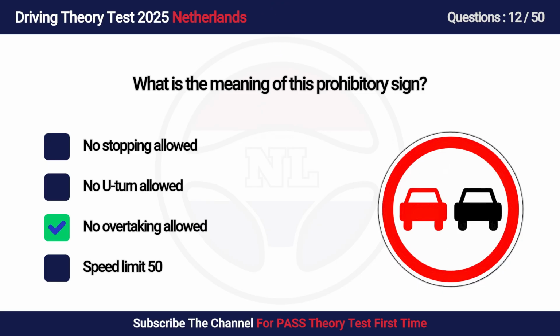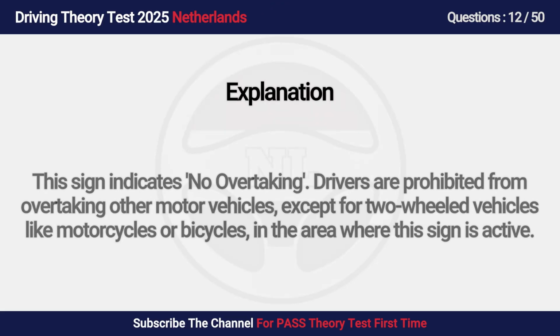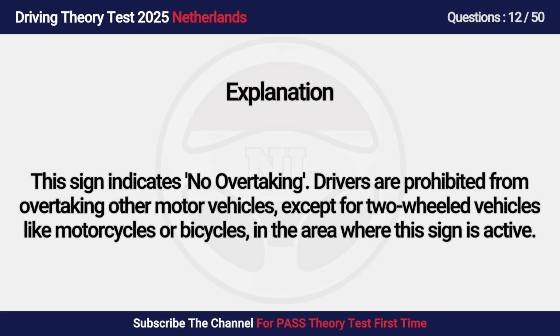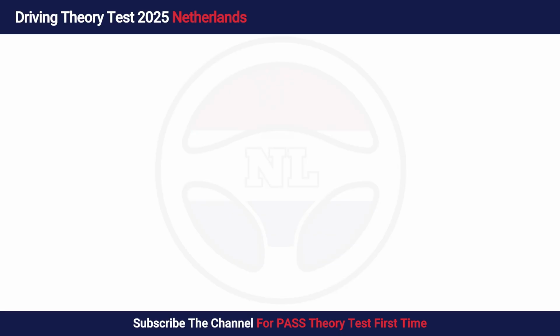Answer is C. No overtaking allowed. This sign indicates no overtaking. Drivers are prohibited from overtaking other motor vehicles, except for vehicles like motorcycles or bicycles, in the area where this sign is active.